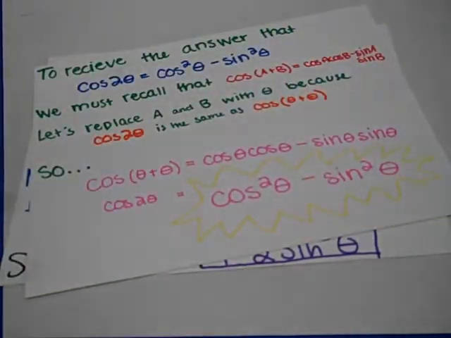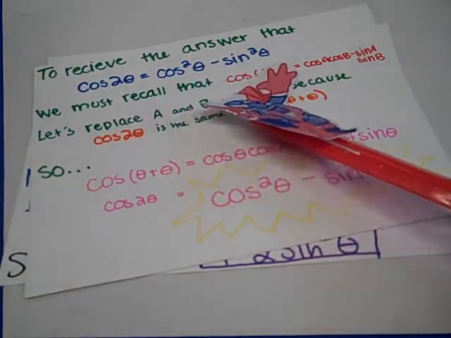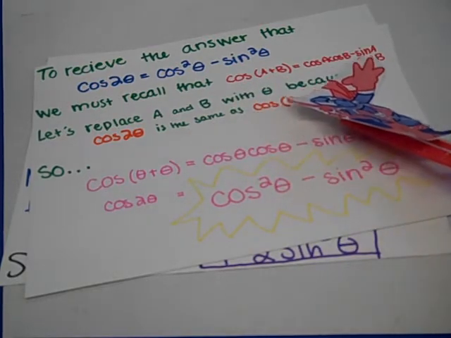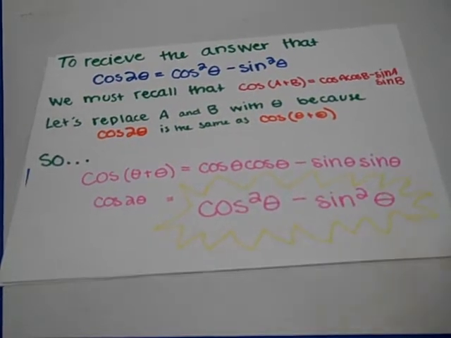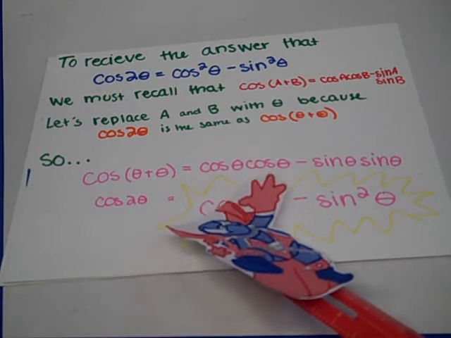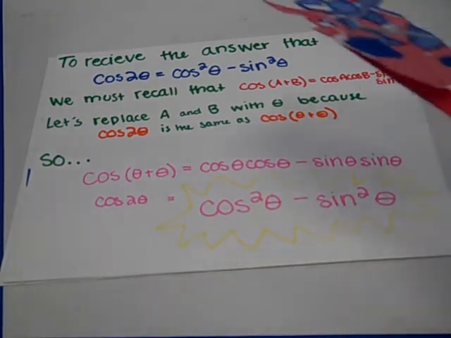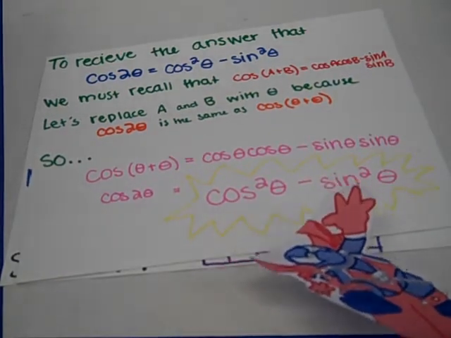To receive the answer that cosine 2 theta equals cosine squared theta minus sine squared theta, we must recall that cosine A plus B equals cosine A cosine B minus sine A sine B. Let's replace A and B with theta, because cosine 2 theta is the same as cosine theta plus theta. So, cosine theta plus theta equals cosine theta times cosine theta minus sine theta times sine theta. Therefore, cosine 2 theta equals cosine squared theta minus sine squared theta.